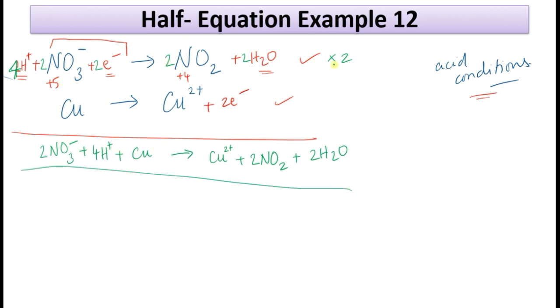Okay, and now multiply this top equation by 2. I don't have to multiply this because the electron numbers become 2 electrons. Just add the two together, you get this.